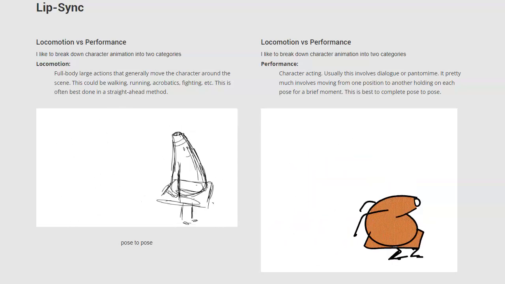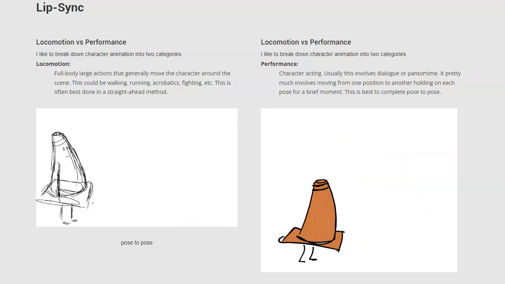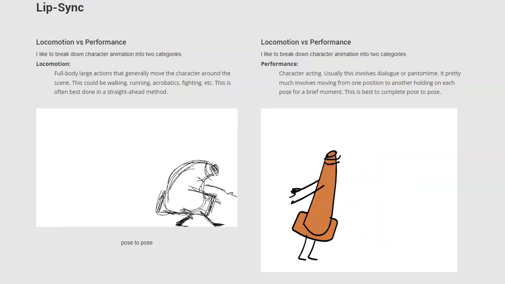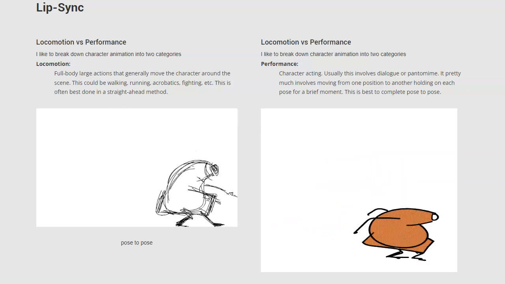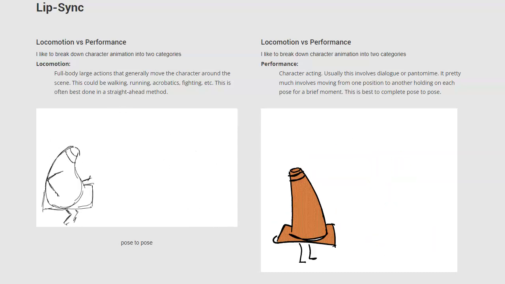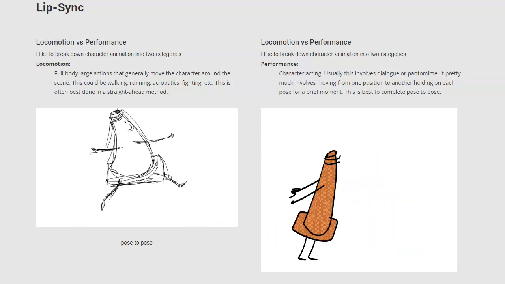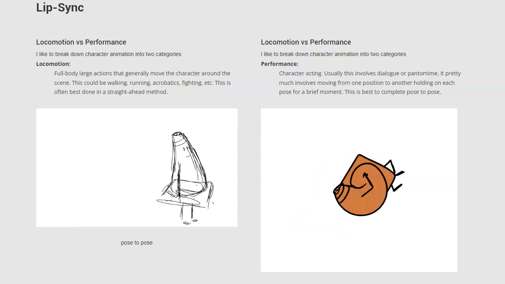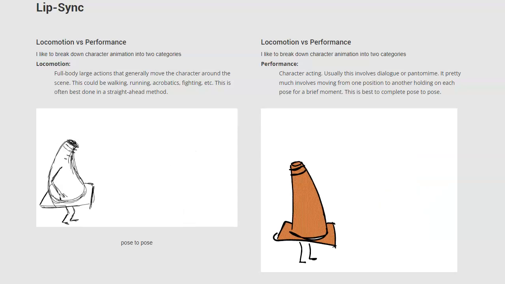So we are going to be creating lip sync animation. One of the things that I like to break down animation into is two major categories. One is locomotion, and the other is performance. In locomotion, usually that's your full body, large actions. Think about locomotion, moving, running, acrobatics, fighting, just physical action where you're just moving through space.